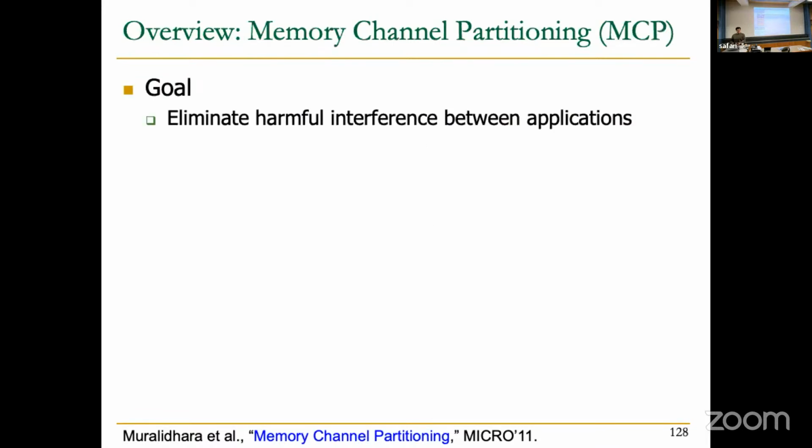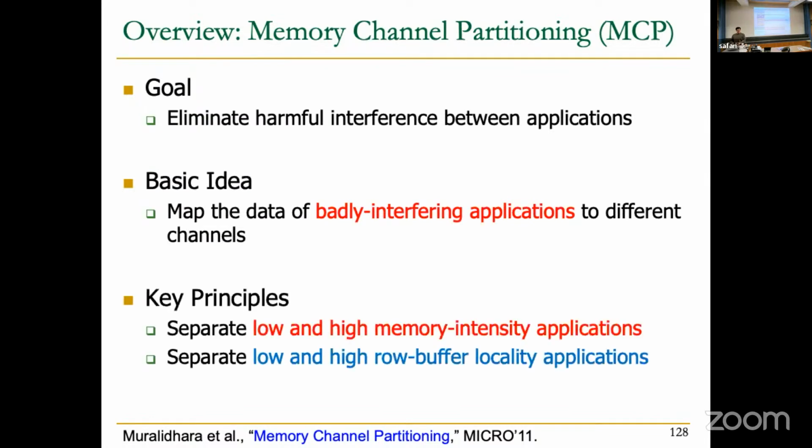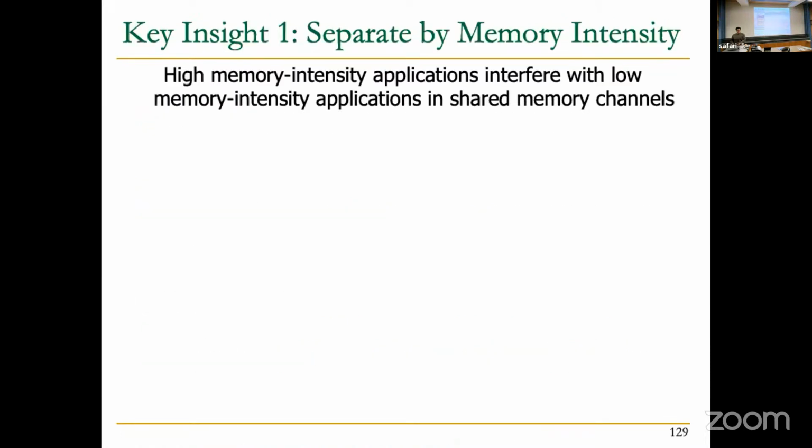So our goal is to eliminate harmful interference between applications. The basic idea is to map the data of badly interfering applications to different channels. And we want to separate low and high memory intensity applications from each other, and low and high row buffer locality applications from each other. So how do we do that?